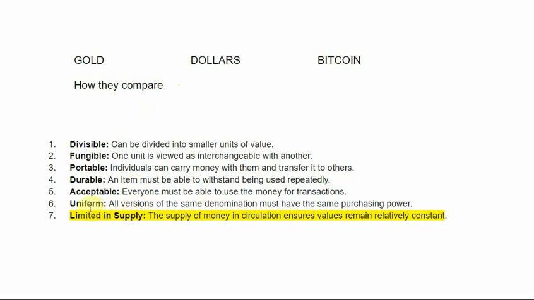Uniform. Well, uniform just means each unit, well, here you say all versions of the same denomination must have the same purchasing power. So again, $1 in one place should be worth the same as another dollar in another place. Simple as that. Now, limited in supply is the crux of this whole discussion, basically, because this is where you have a massive problem with dollars.